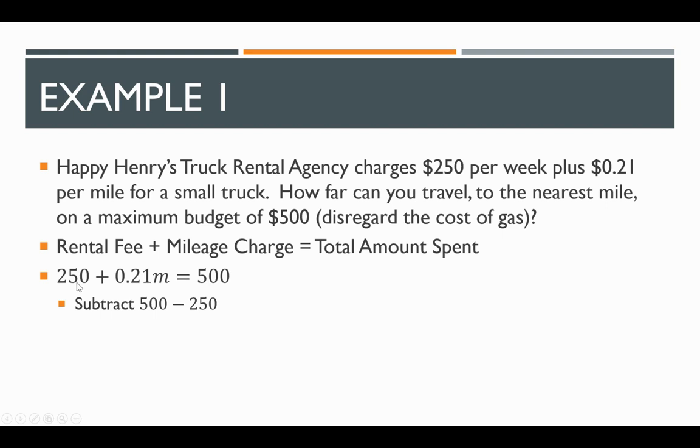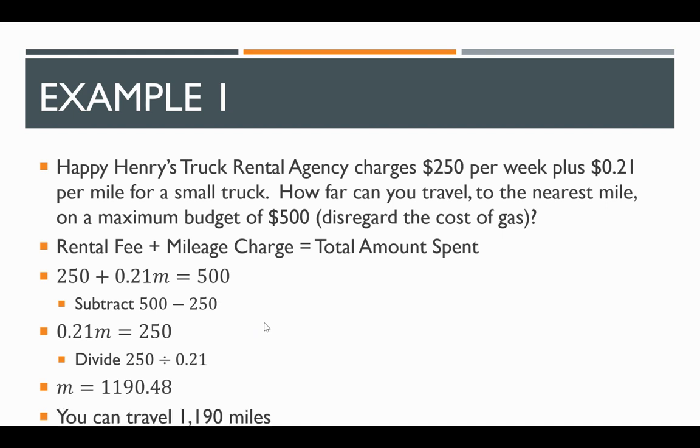So we subtract 500 from both sides. Again, we're trying to solve for M. We get 0.21 M equals 250. We then divide both sides by 0.21. And we get M is about 1,190.48 miles. So you can go about 1,190 miles. If you go more than that, you're going to pay extra money.